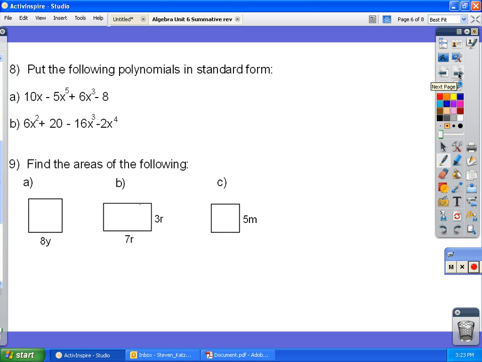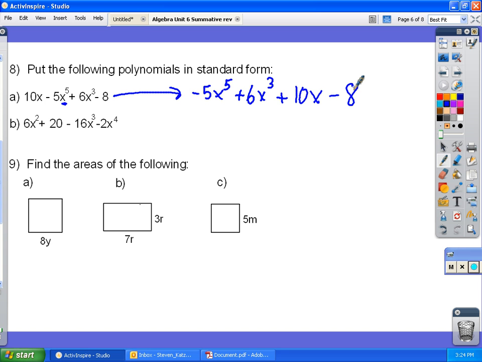Standard form means in descending order, so you're going to look at the powers of x. So this one is x to the fifth, so it's negative 5x to the fifth, followed by 6x to the third, positive 10x, and a negative 8. And then the next one's the same thing.